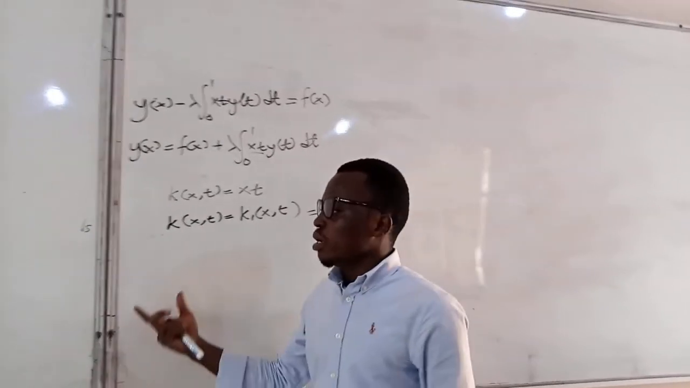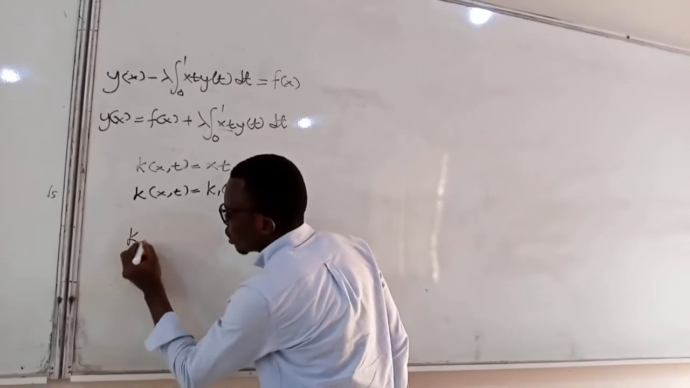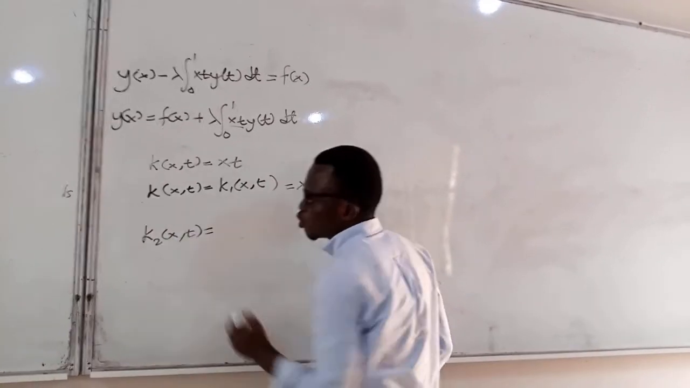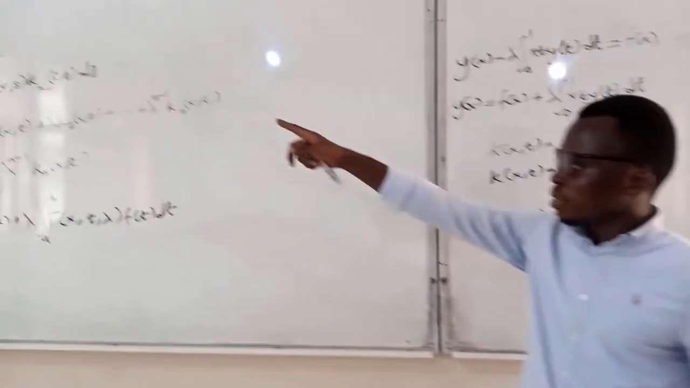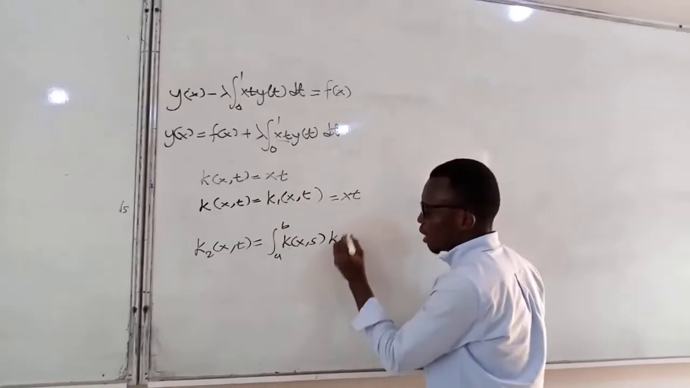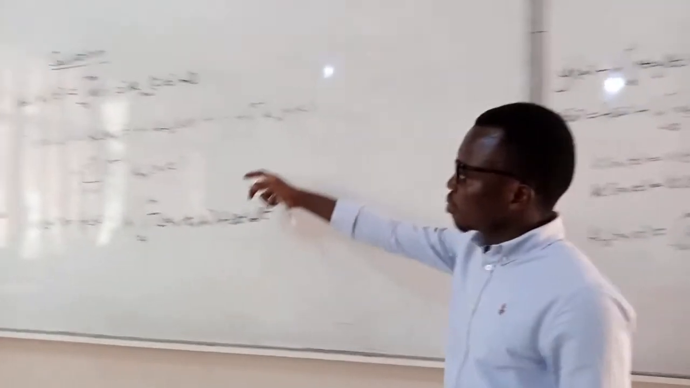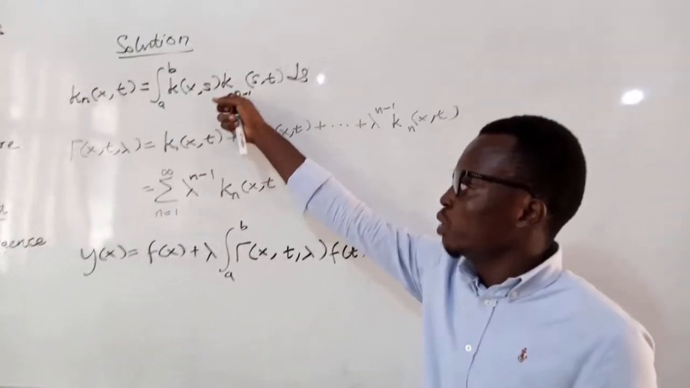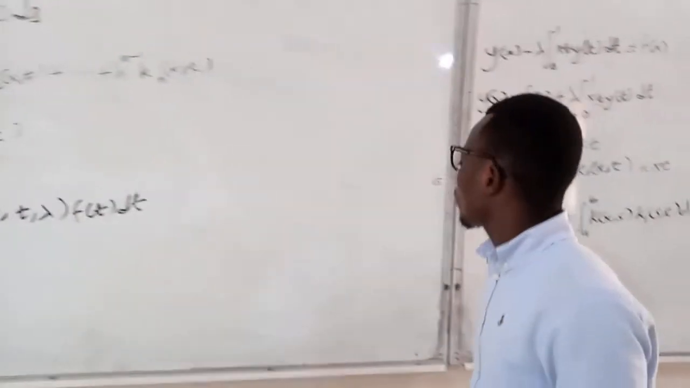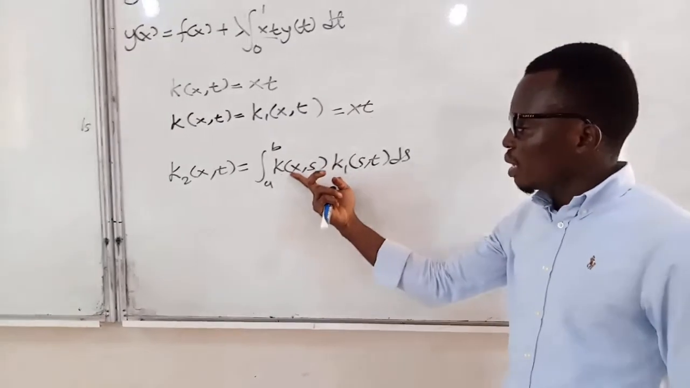We proceed by finding our K2. K2 of s,t will be equal to the integral from a to b of the original kernel K of s comma s times K1 of s,t ds. From this first relation, with n minus 1, since we have 2 here, it becomes K1. And we have the original kernel to be K of s comma s.